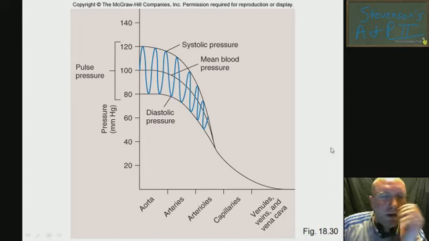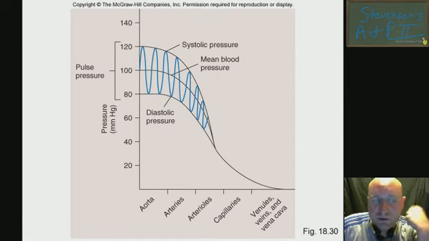Alright, so looking at systolic and diastolic pressure, and then we have the mean blood pressure. The mean blood pressure is going to be the pressure in the arteries, between the diastolic and the systolic pressure. Systolic is your maximum pressure at a given period of time, and diastolic is your minimum pressure at that given period of time.